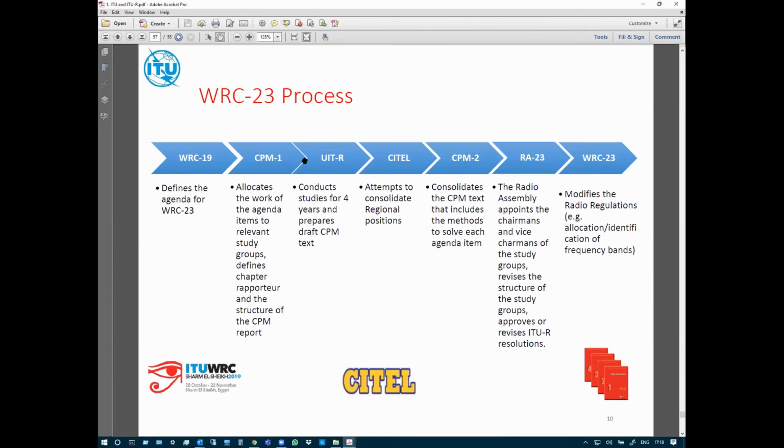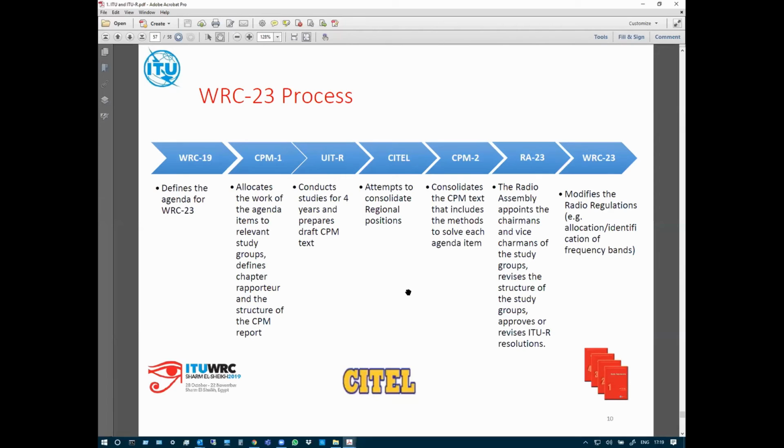During the 4 years, they work through the ITU-R study groups, and of course CITEL, at the level of the Americas, is looking for regional consensus. Finally, as a result of the work of the CPM, we consolidate the final report of methods trying to solve every agenda item, as the main product of the ITU-R study groups for the conference. We have the Radiocommunication Assembly and then the radio conference. Something important to say at this point.